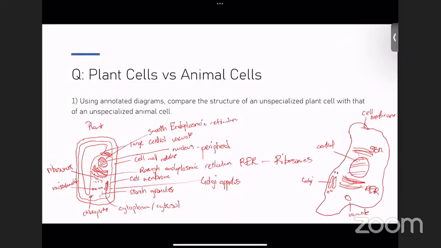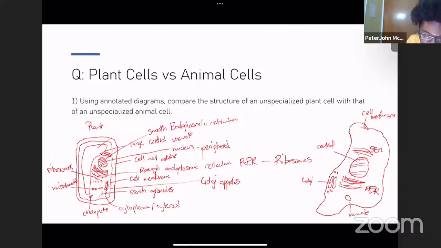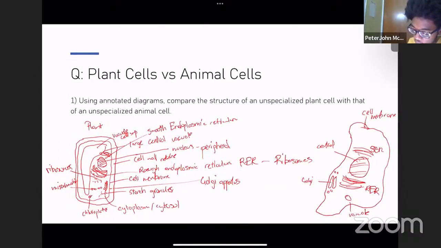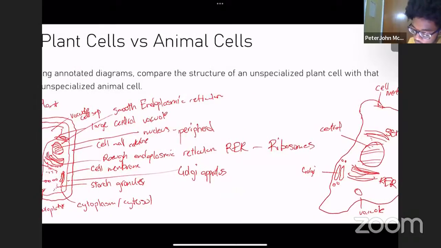So for the plant, it is the cell sap and water. Cell sap is what's in this vacuole. The major constituent of cell sap is water, so we just call it water. So a vacuole, what else do we have?